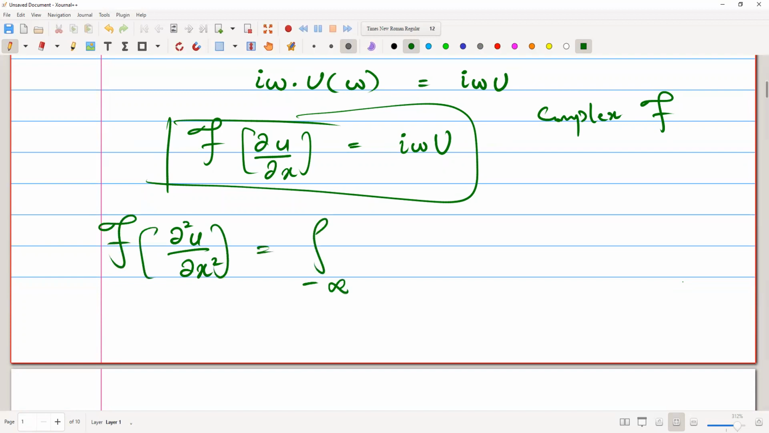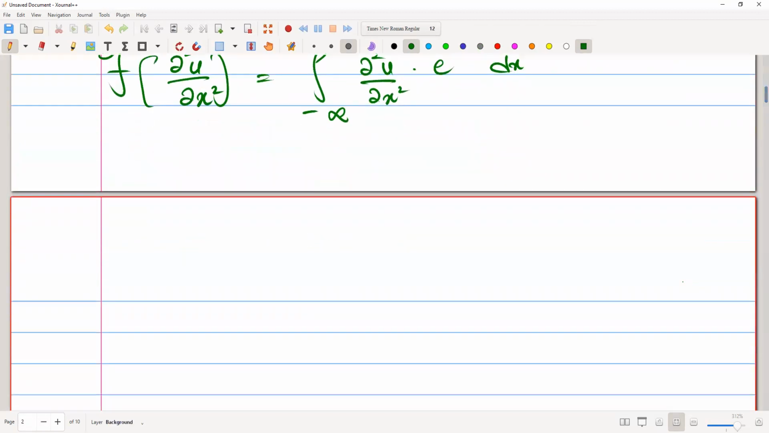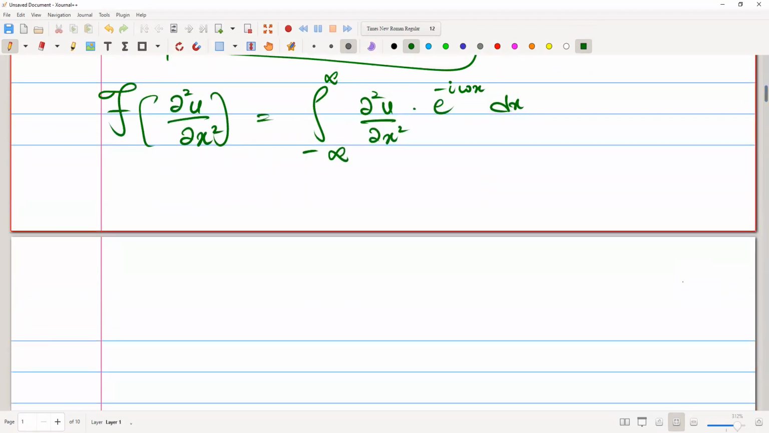So in a similar fashion, we can proceed with this example: ∂²u/∂x² times e^(−iωx), with the negative sign. We are again going to integrate this using the product rule, because we have two functions here. One function is this, one is this. And when we apply the integral here, what will happen?